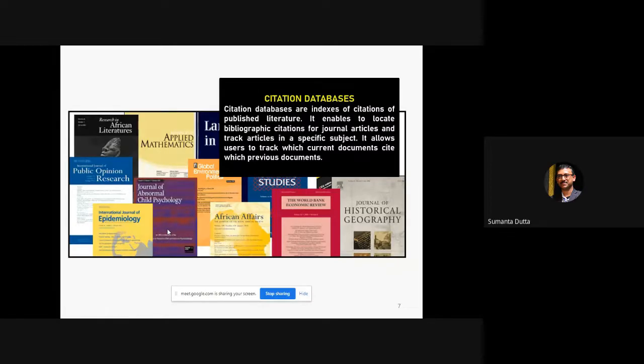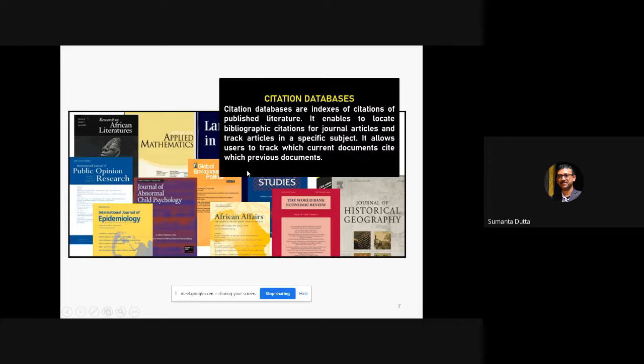Now we are looking at the citation database. What is a citation database? I already mentioned that before we calculate research metrics from the viewpoint of the journal as well as the researcher, we have some citation databases. A citation database is where the indexing of citations of published literature on a particular subject or field is available, so that you can track the documents available in the given citation.